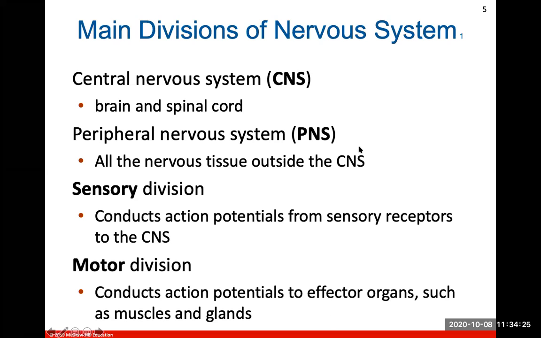And then the motor division will conduct action potentials away from your central nervous system to all the effector organs. And those can be glands, they can be skeletal muscles. So simply put, you have a sensory division and a motor division of the nervous system. The part that senses stimuli, and then the part that performs some sort of response to those stimuli.